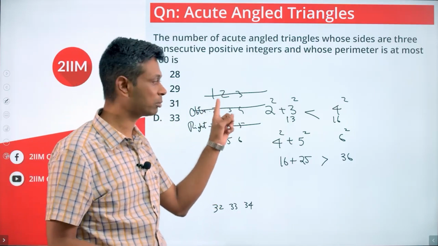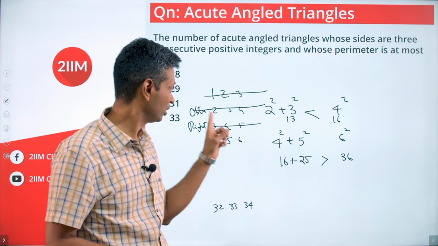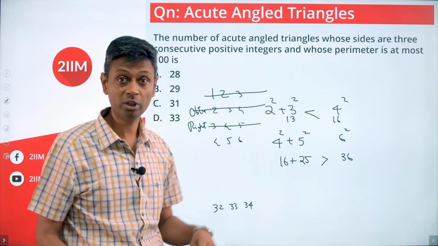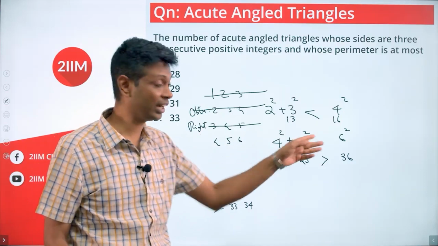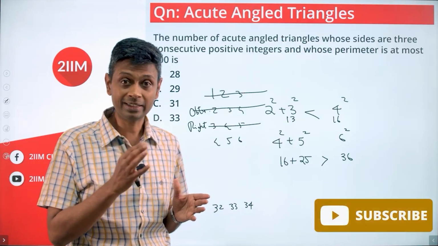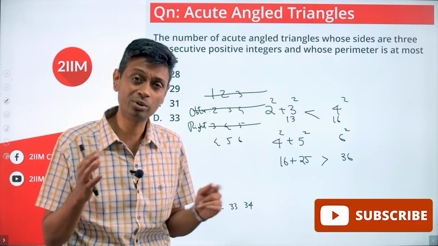1, 2, 3: 1 square plus 2 square is much less than 3 square. 2, 3, 4: 2 square plus 3 square is less than 4 square. 3, 4, 5: it becomes equal. If at 4, 5, 6 this is greater, after that it will be greater. The sum, like 99, 100, 101, are 3 numbers that are very close to each other.